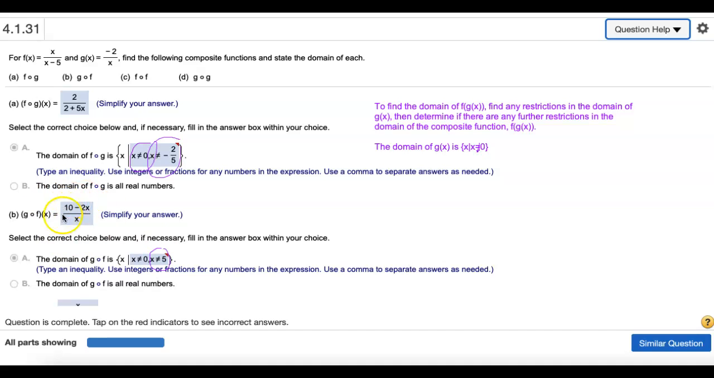Then you find that composite function, that was done correctly, and you say, what's the domain restrictions here? Well, x cannot equal 0. Place those together, and that's the domain of the entire composite function.